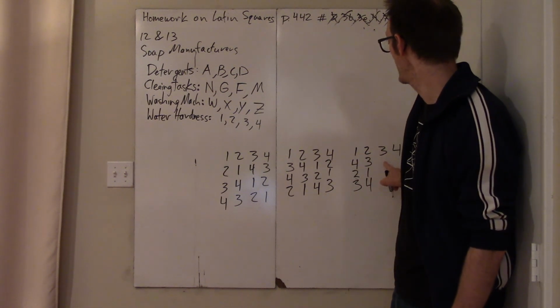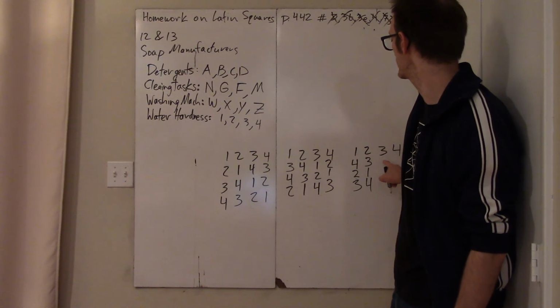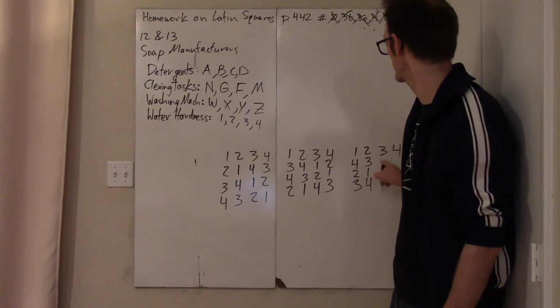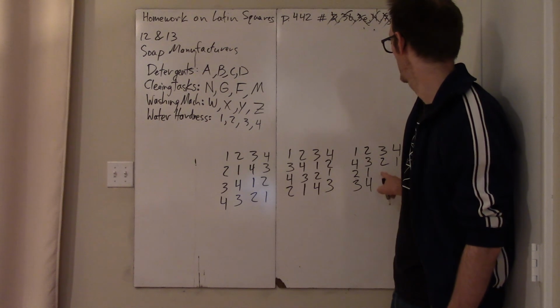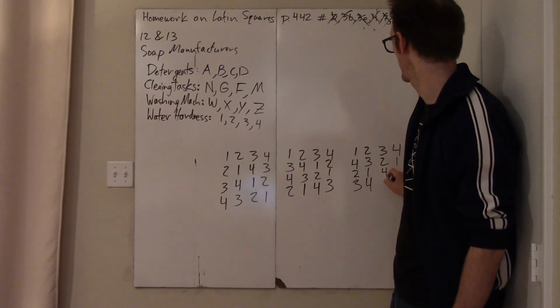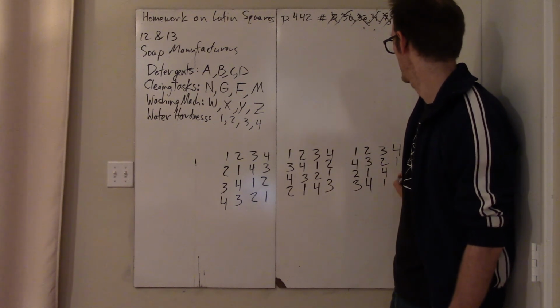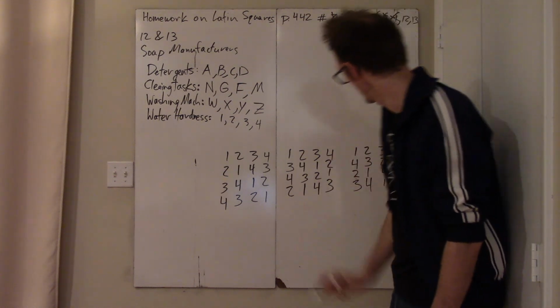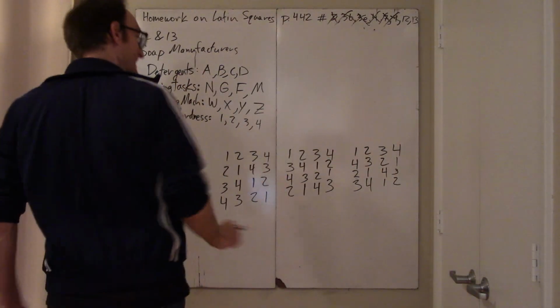What goes here? It could be a 1 or a 2, but if it's a 1, that's bad because 1 repeats, so it has to be 2, 1. What could go here has to be a 4 now, 1, and that has to be 2, and that has to be 3. Okay, so I think I did that.